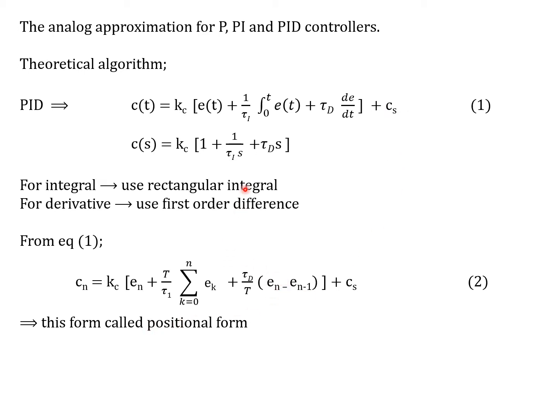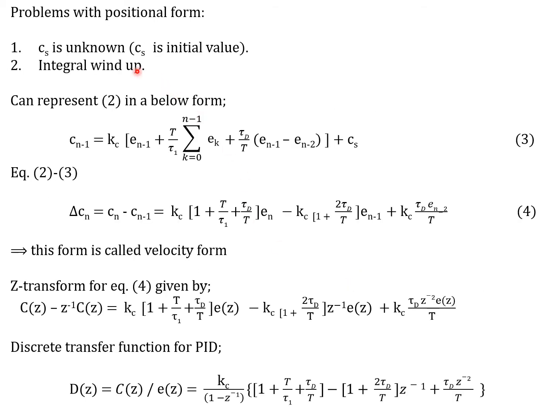The problem with the positional form is that sometimes we do not know this constant value Cs, we may not know it all the time. So we sometimes need to eliminate it, in what we call the velocity form. What we do is take the Cn minus 1 at the previous time, so everything converts back to the previous time, Cn minus 1. Once we get equations 2 and 3, we just subtract them so that we can remove Cs.